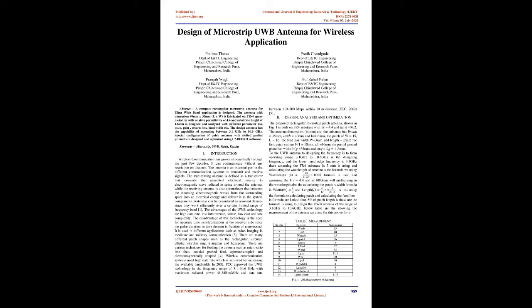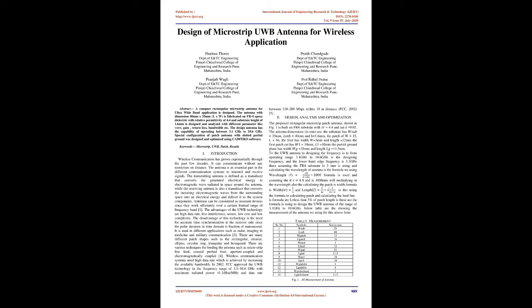4.4 and substrate height of 1.6 mm, and is designed and analyzed with different parameters like VSWR, gain, return loss, bandwidth, etc. The designed antenna has the capability of operating between 3.1 GHz and 10.6 GHz. A special configuration of patch antenna with slotted partial ground was designed and optimized using CADFEKO software. Keywords: Microstrip, UWB, patch, results.